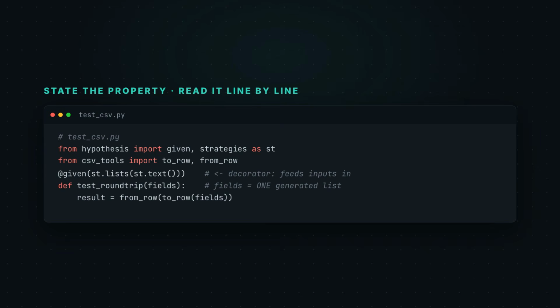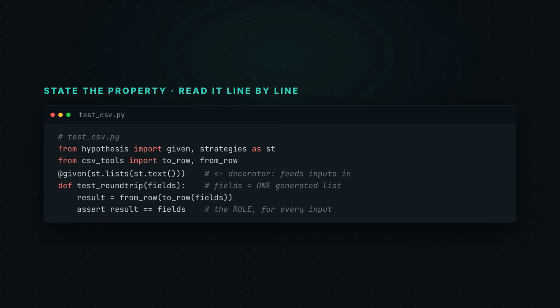Up top, we import given and the strategies module as st, plus our 2 functions. Then the decorator, given, handed lists of text. That is the piece that feeds inputs in. The function takes one argument, fields, and fields is a single generated input, one random list, filled in by given every time it calls us.